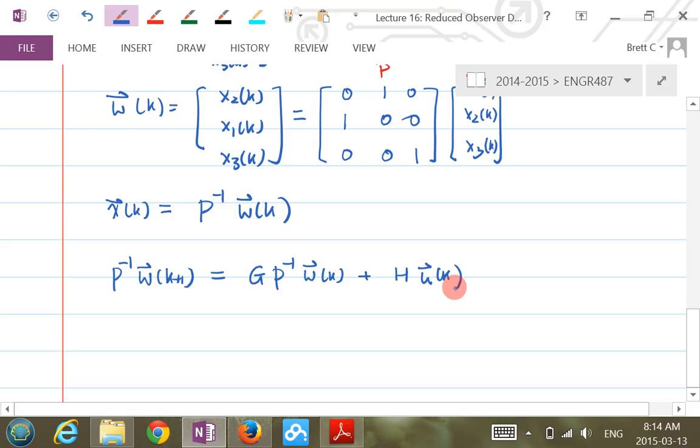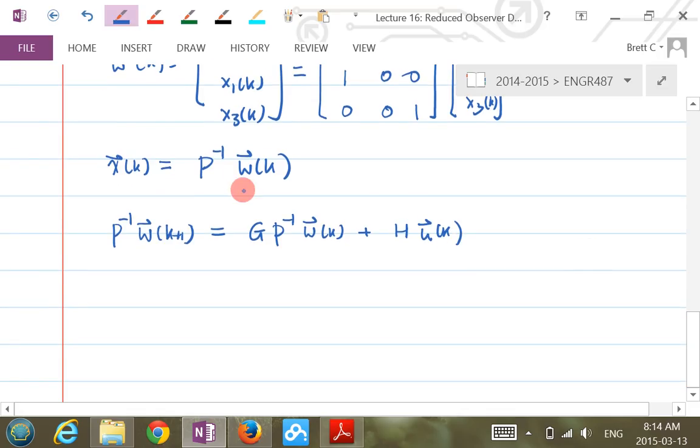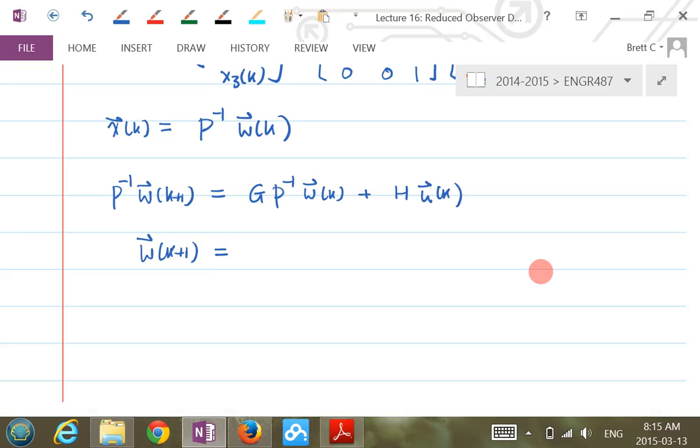So this should remind you of something. Where do you see this in the previous lecture? Which lecture did we cover this content? Yeah, similarity transformation, right? So this is basically a type of similarity transformation, except that we're not diagonalizing it, or converting it into a control canonical or observable canonical form. We're just converting it into something else. But anyway, you look at this one here, you take the inverse, and you multiply to this side.